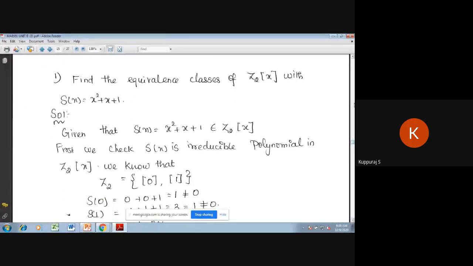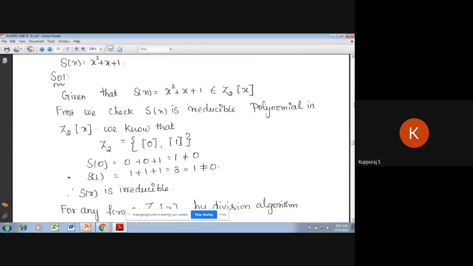Then find the equivalence classes of Z2[x] with s(x) equal to x squared plus x plus 1. Given that s(x) is x squared plus x plus 1, look at the coefficient of the indeterminate x and the constant term. Here they are 1, since Z2 contains the two classes 0 and 1. So in the first step, we have to check the reducibility of the polynomial s(x).